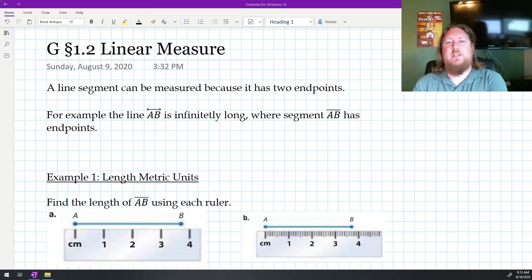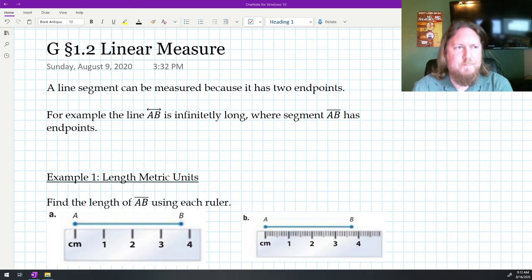Geometry, Chapter 1, Section 2, Linear Measure. Last section we talked about lines, which go for an infinite length in both directions.